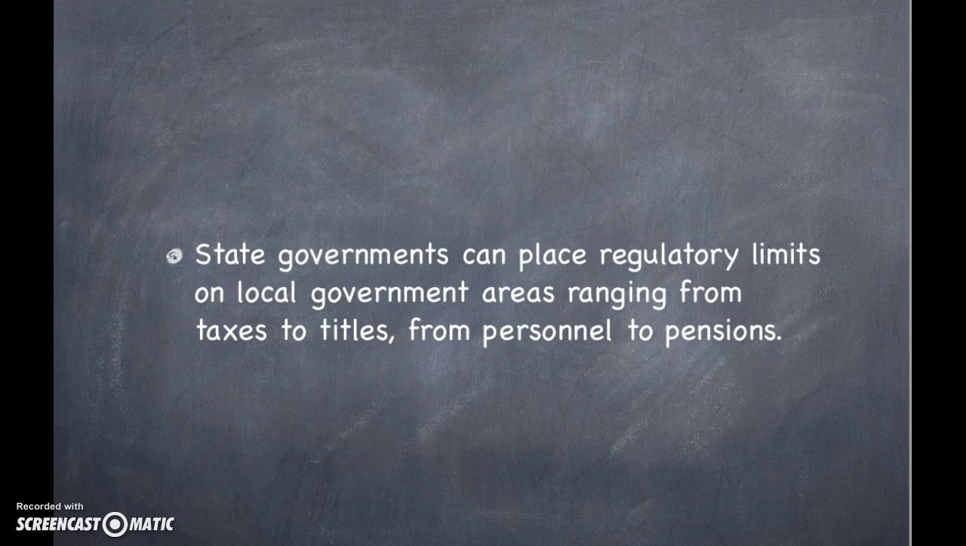In addition, state governments can place regulatory limits on local government areas ranging from taxes to titles and from personnel to pensions. So, for example, in the city of Buffalo, New York, Buffalo, the city, is prevented from controlling the salaries and pensions of its uniformed workers because of New York labor laws. So, in this particular case, the city of Buffalo is really limited in their ability to control personnel costs of its uniformed workers, which I'm going to guess is probably referring to police and firefighters or public safety.